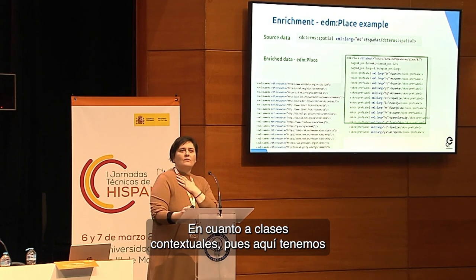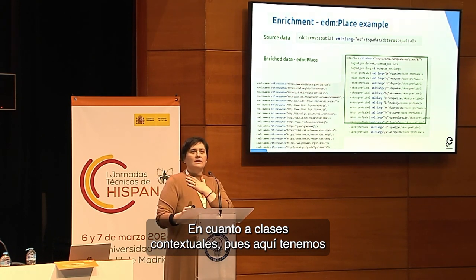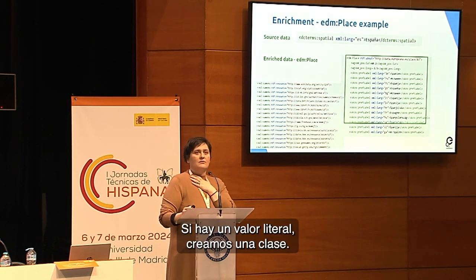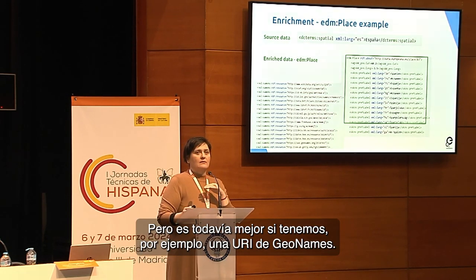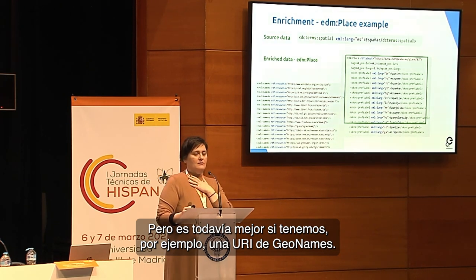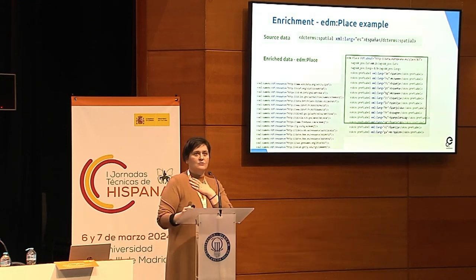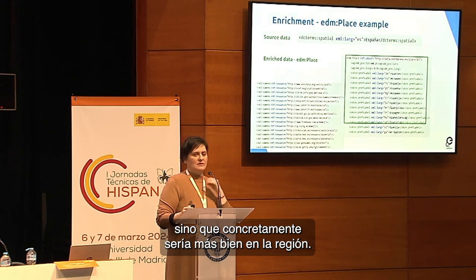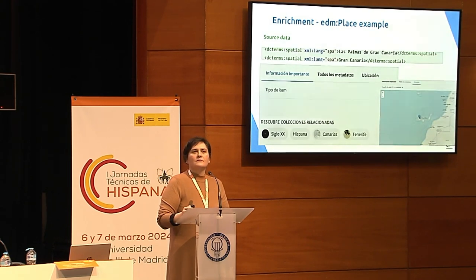For contextual classes, there's the dcterms spatial, España, and Henning also mentioned it earlier. If there's a literal value, then we create a class for it, but it's even better when it's a Wikidata or GeoNames URI in it. So there's much more specificity. Not in the case of España, but specifically on the region. So this is how.